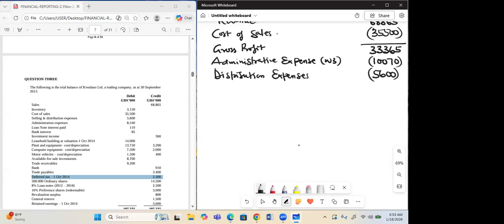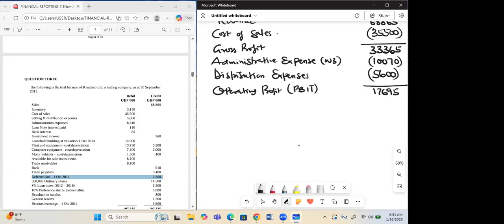Okay. Then net them off. When you net them off, what do you get? Operating profit becomes how much? Please, operating profit is the same as profit before interest and tax. What do you get? 17,695. Are you okay? Yes, sir.